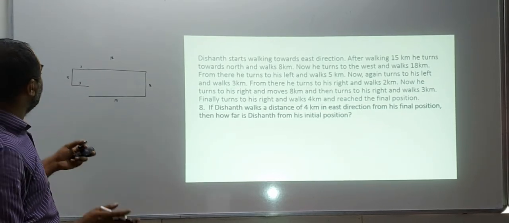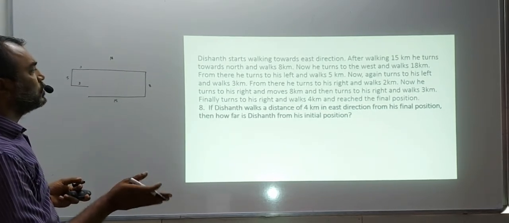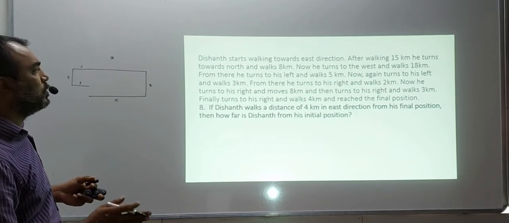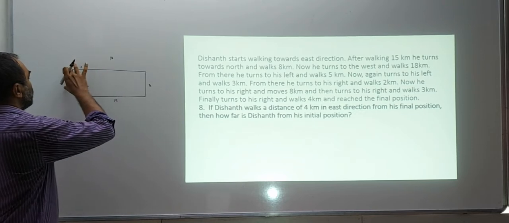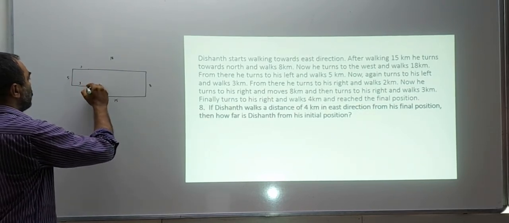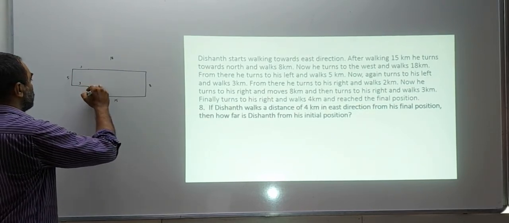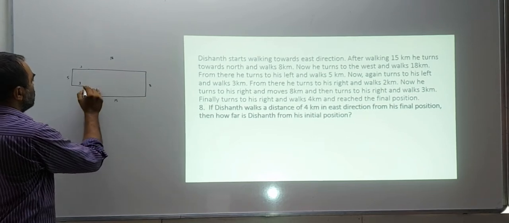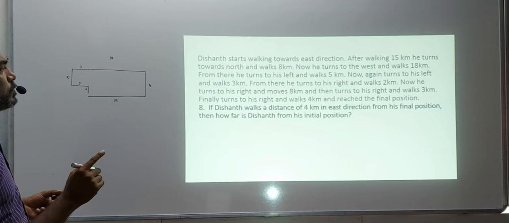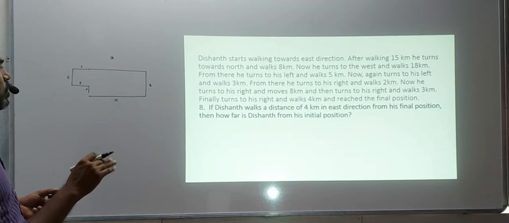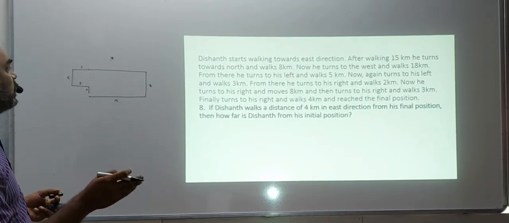Now from here he turns to the right. So what is the right part? So he walks towards the east. So right means down. And walks 2 kilometers. Now you see this was 8, this was 5, so a gap of 3 remains, but he walks only 2. So he's come down here, this is 2, a gap of 1 kilometer still remains. Now he turns to his right. So again he turns to his right and moves 8 kilometers.